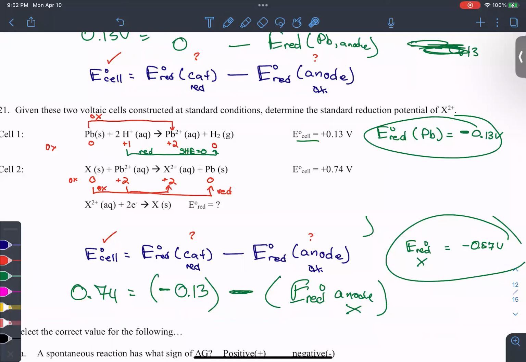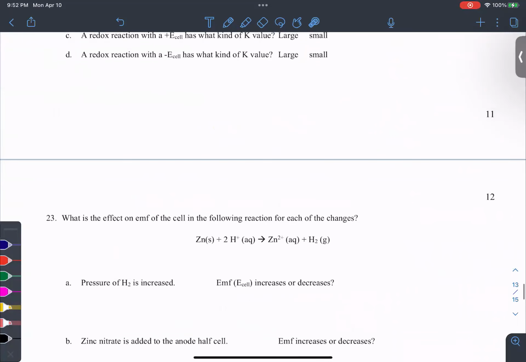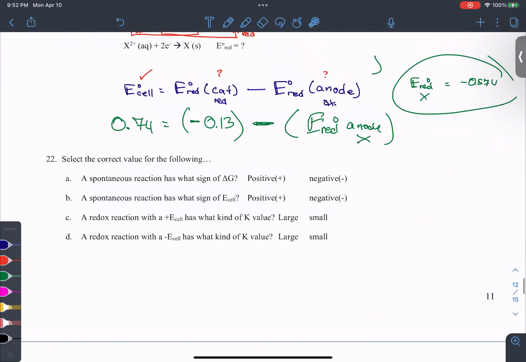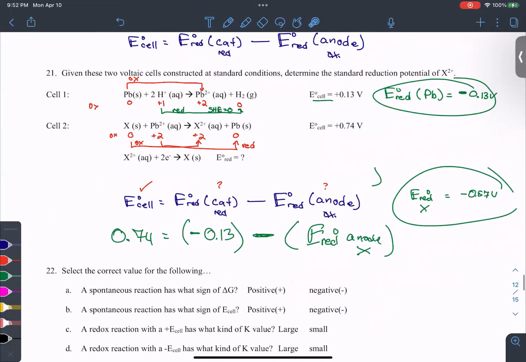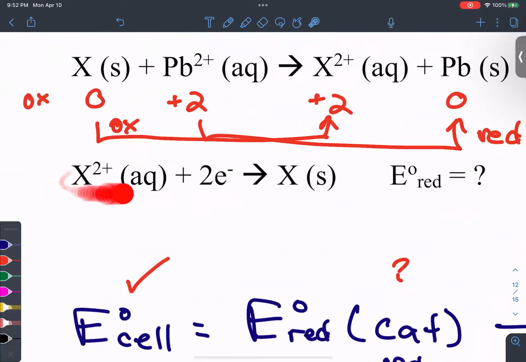Okay. All right, I'll do one more question. Let's do 23. What? Solve what? No, that's what we just solved for, right? The reduction potential of X. What equation is this? This is the equation where X is being reduced.